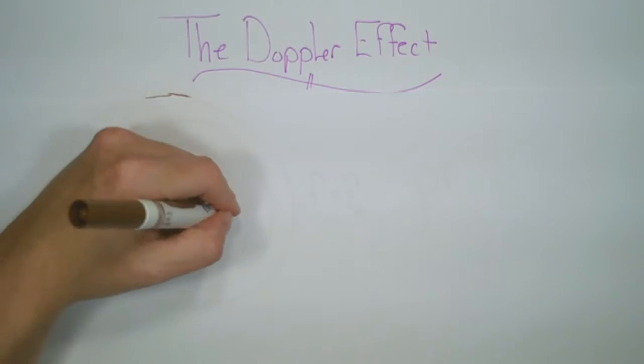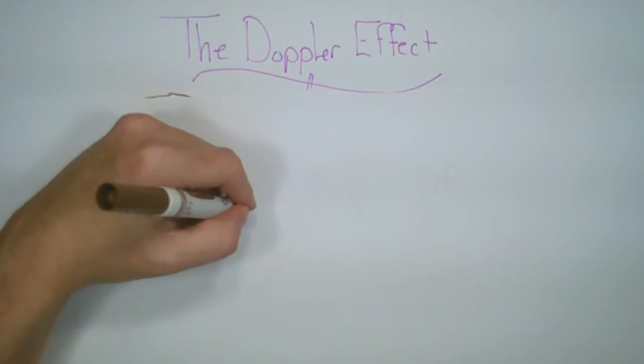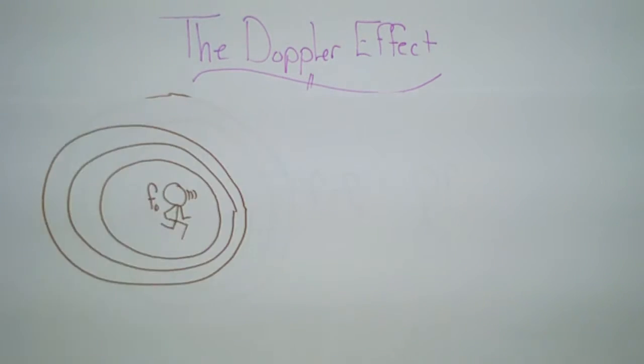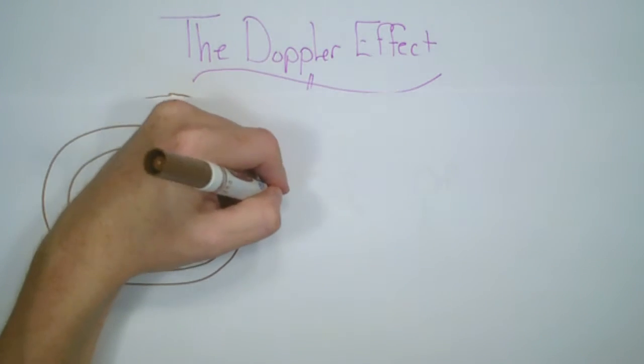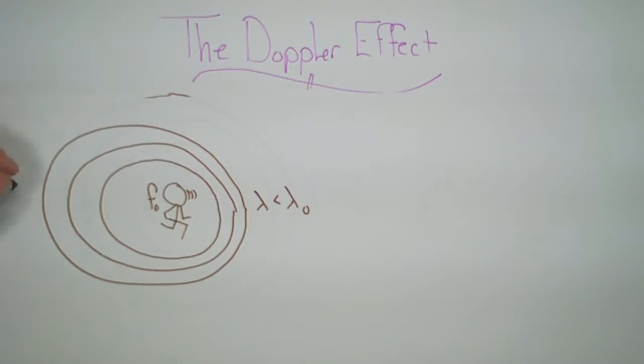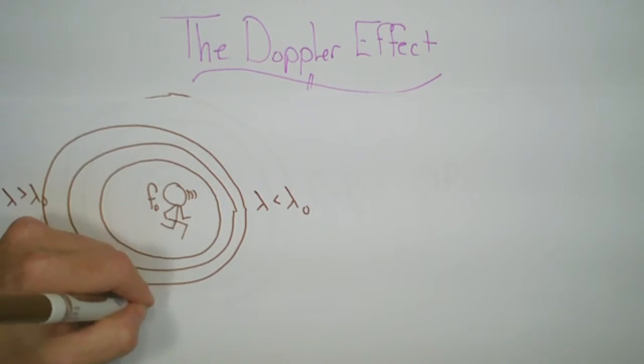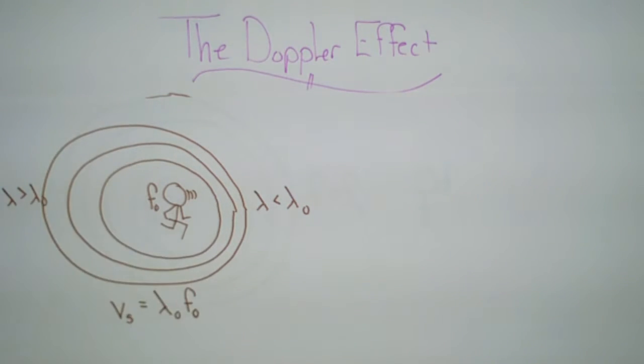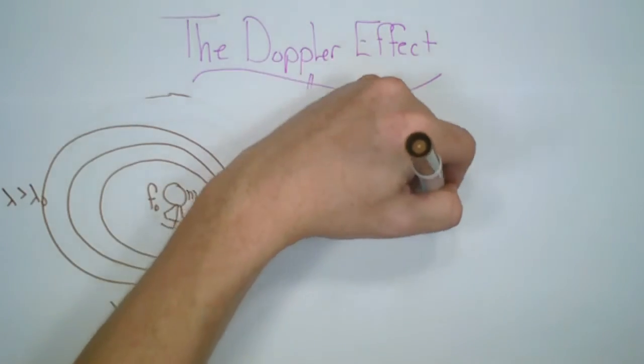we're going to find that the waves in front of me are going to pile up, resulting in a shorter wavelength. And we're going to find behind me the wavelength is going to spread out, and we have a longer wavelength. And this will be related to the emitted frequency because we know the wave equation tells us that the speed of sound, which is a constant, is equal to lambda naught f naught.